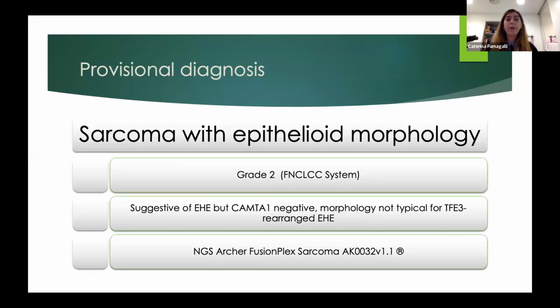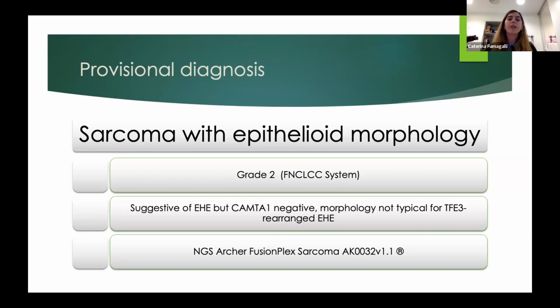So at that time, I made a provisional diagnosis of a sarcoma with epithelioid morphology that was grade 2 by the FNCLCC system for necrosis and mitotic activity. And that it was suggestive of EHE, but with CAMTA1 negativity and the morphology not typical for a TFE3-rearranged epithelioid hemangioendothelioma, I was not confident in calling it really a vascular tumor.